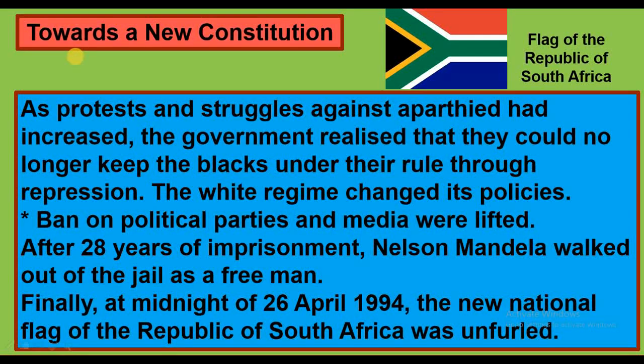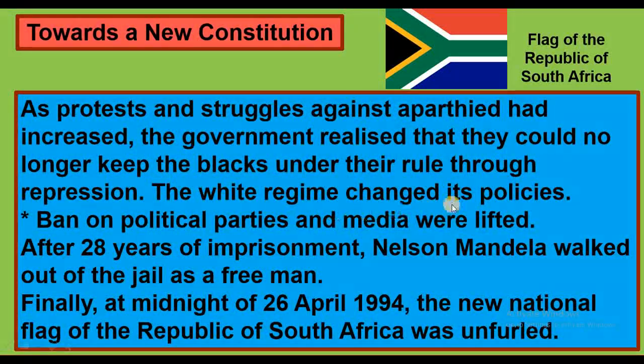Now we go towards a new constitution. In South Africa, as we have seen, from the 1950s many protests and struggles were started. So continuous struggles and protests could be seen in South Africa. These things made the government realize that the whites could no longer keep the blacks under their rule through repression.